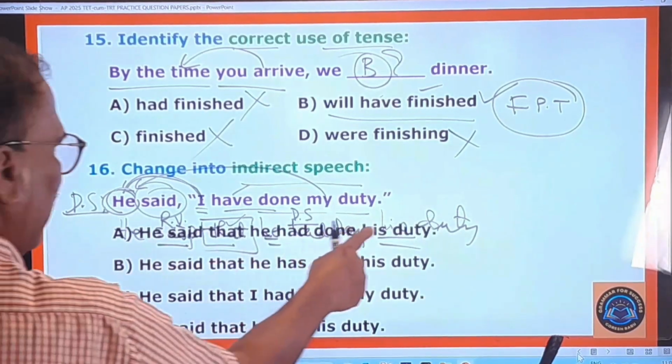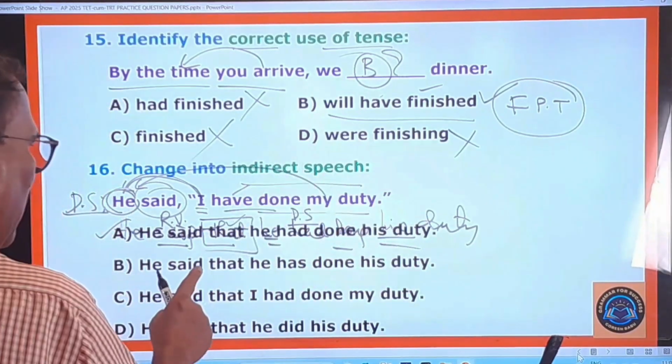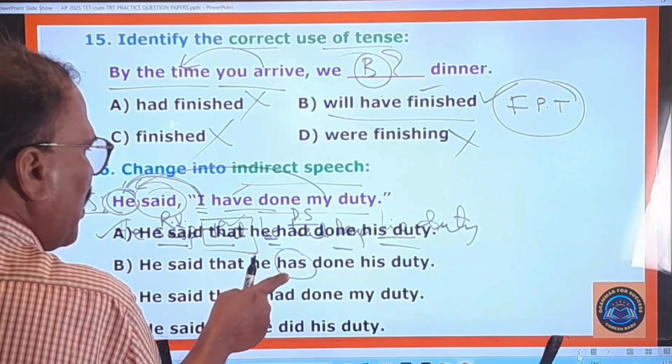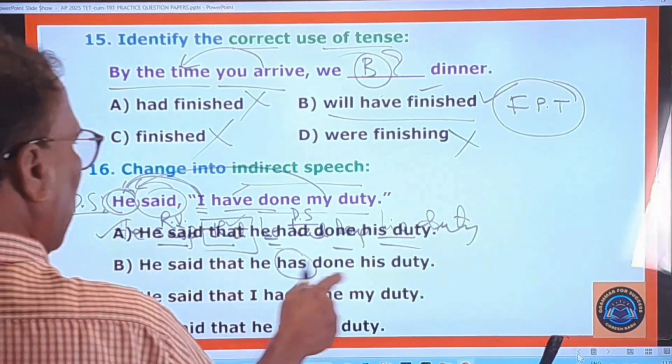He said that he had done. The very first one is the right one. He said that he had done his duty. He said that he has. This have is not turned into past tense, but has put that in the present tense itself. Therefore, he said that he has done his duty.